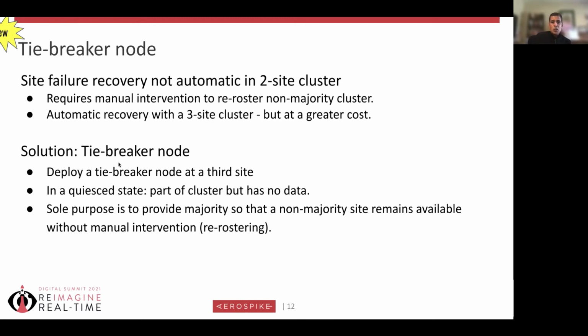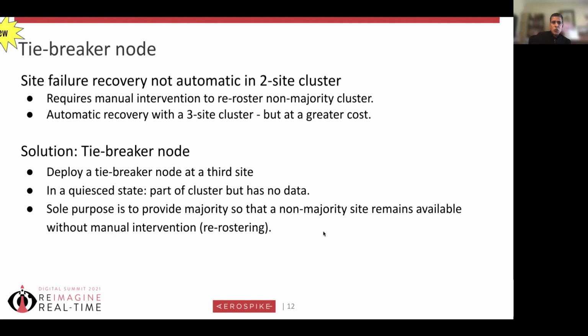So the solution here is to introduce a tiebreaker node, where you deploy a tiebreaker node at a third site, and it remains in a quiesced state, which means that it is part of the cluster, but it has no data. It participates in majority, minority voting to figure out which subcluster forms, but it doesn't own any data. Its sole purpose, as I said earlier, is to provide the majority when a non-majority site remains, so that the non-majority site can remain available without manual intervention.